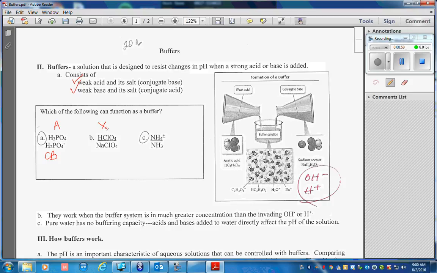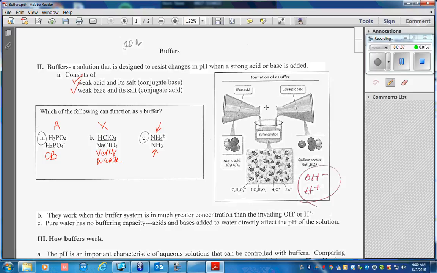This would not make a very good buffer system because this is perchloric acid, which is a strong acid. By definition, its conjugate, or its leftover, is a very weak conjugate base, so it won't do a very good job of protecting the pH of the solution. Here we have an acid, the ammonium ion, and when it donates a proton, what is left is this weak base. This will make a good buffer system.